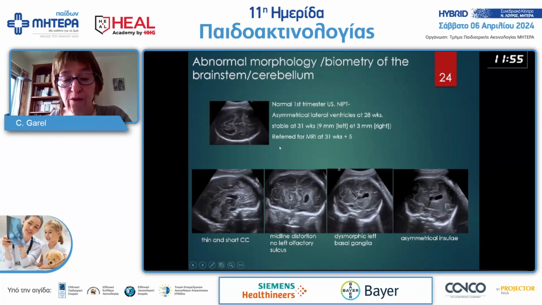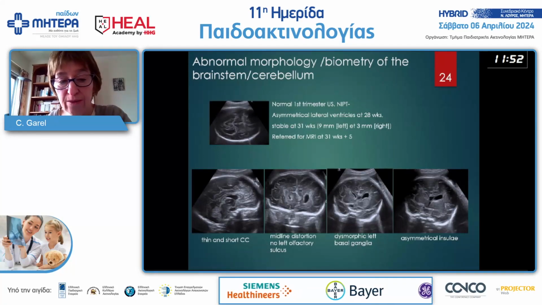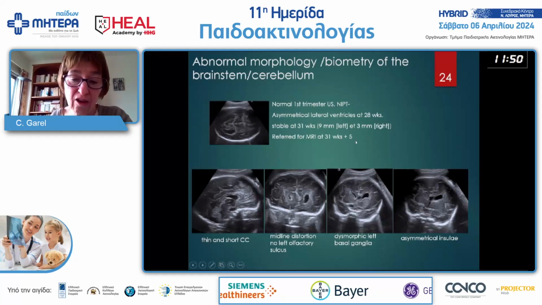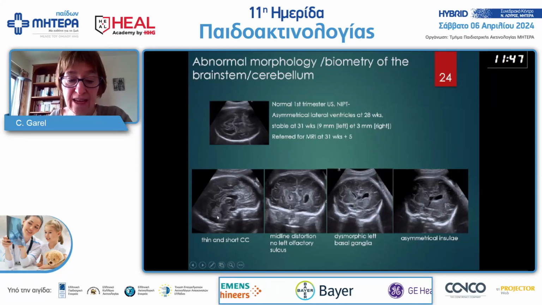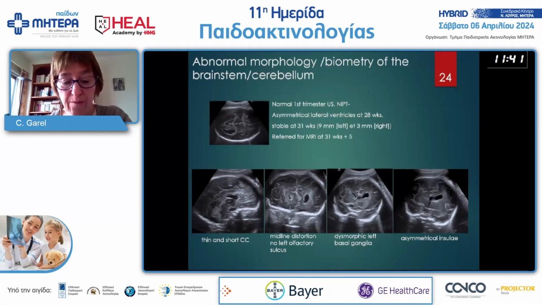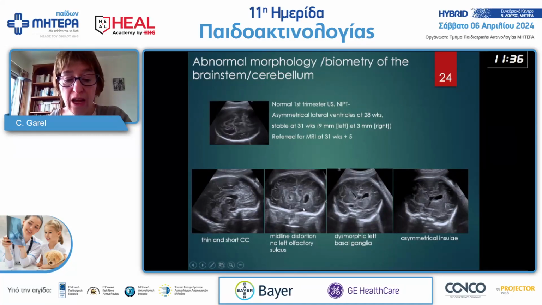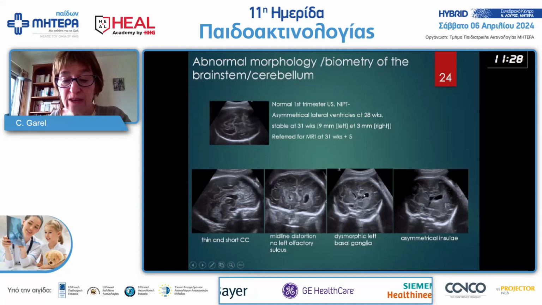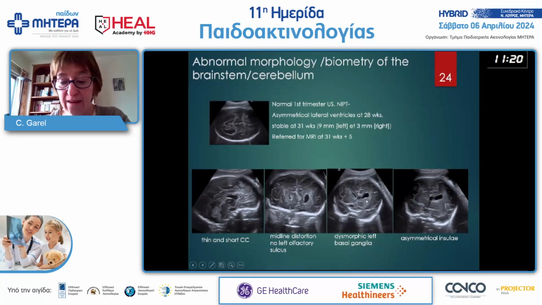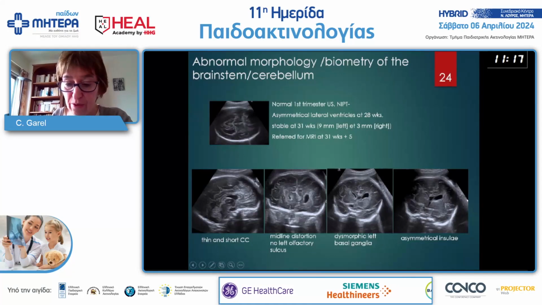This woman was referred for asymmetrical lateral ventricles without any enlargement. And when I did the ultrasound scan before MRI, because initially she was referred for MRI, I noticed that the corpus callosum was thin and short. The left olfactory sulcus was missing. There was a midline distortion. There was also a dysmorphic left frontal horn and a dysmorphic left basal ganglia, and asymmetry of both insula.